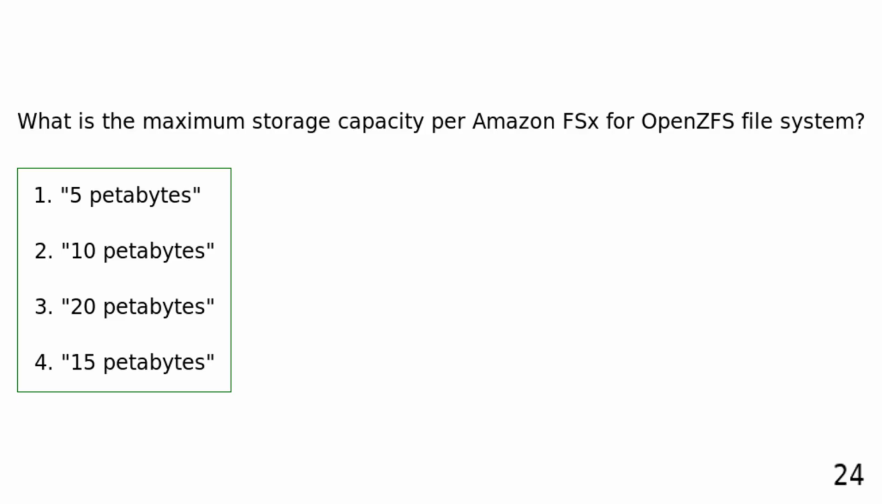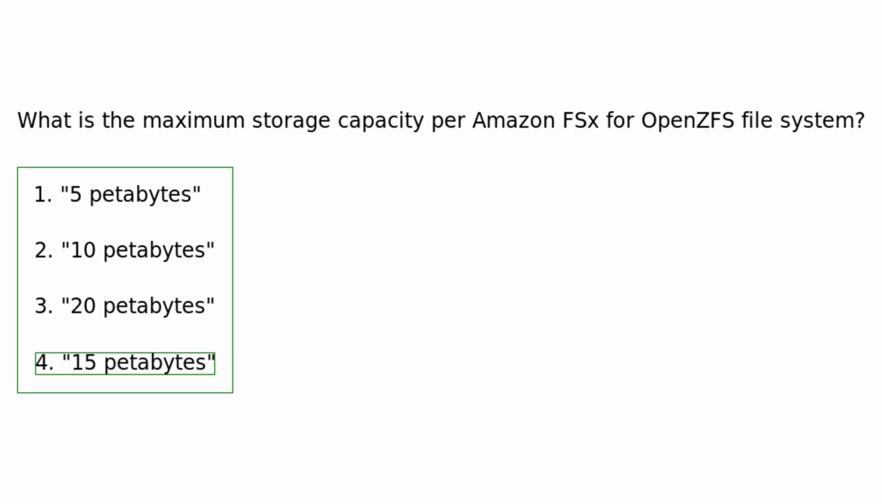What is the maximum storage capacity per Amazon FSx for OpenZFS file system? 5 petabytes, 10 petabytes, 20 petabytes, 15 petabytes. Amazon FSx for OpenZFS supports up to 15 petabytes of storage capacity per file system.